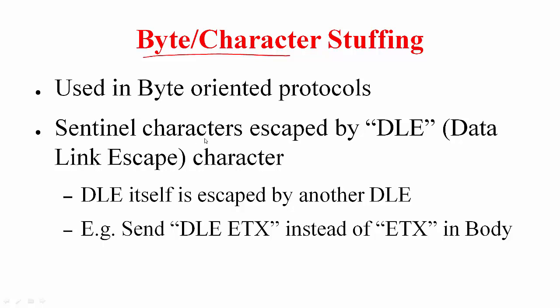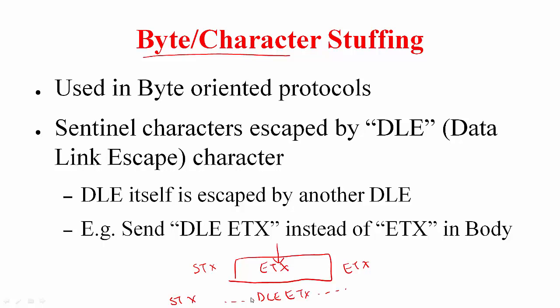So what is basically done is if a sentinel character appears as part of the payload, you're going to precede it with a DLE. For example, if ETX is part of the payload, so this is the payload, you have STX here and it is ending with the ETX, and this ETX has appeared in the middle of the frame. Now what you instead send is DLE ETX instead of ETX. So there is some other stuff preceding it, and this is the beginning and this is the end. Now the DLE character itself is escaped by another DLE character.